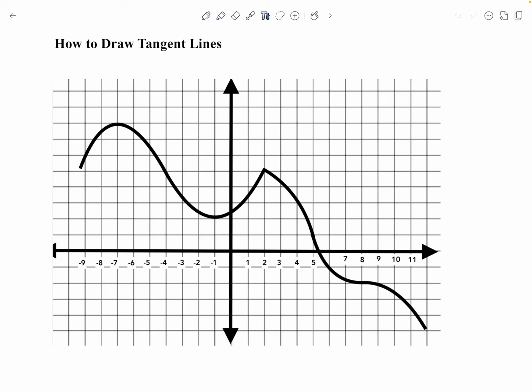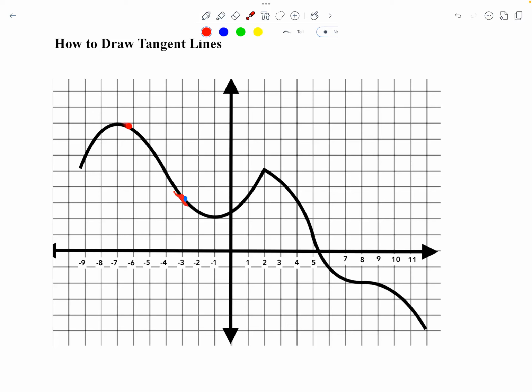Hello, in this video I will be showing you how to draw tangent lines at different areas on the graph. So let's just take a point, let's say this point here at -3. The way that I draw the tangent line is put a dot next to it very close and then connect. The tangent line should follow the graph, the trend of the graph around that point.